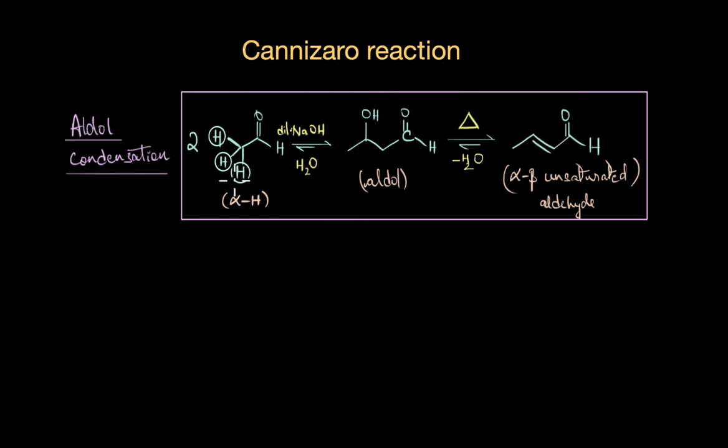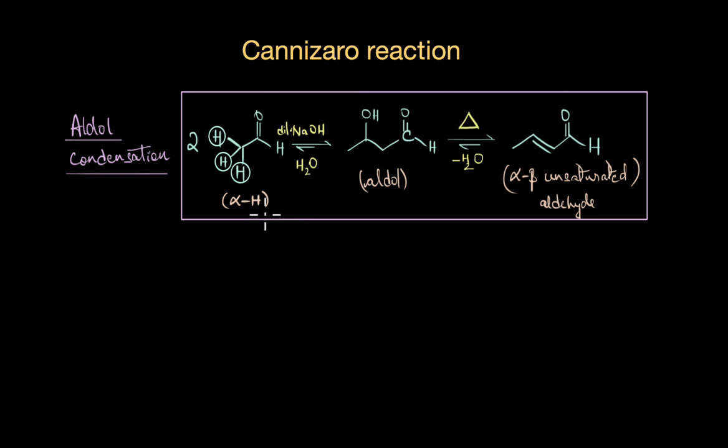Now, what do you think is the most important element in this reaction? Yes, the presence of an alpha hydrogen atom. If we did not have an alpha hydrogen, then we cannot form the reactive species, which is an enolate ion, right? But what if we started with a reactant which did not have an alpha hydrogen? Obviously, aldol condensation would not take place. But instead, if we tweak the reaction conditions a little bit, we would end up with a very interesting reaction.